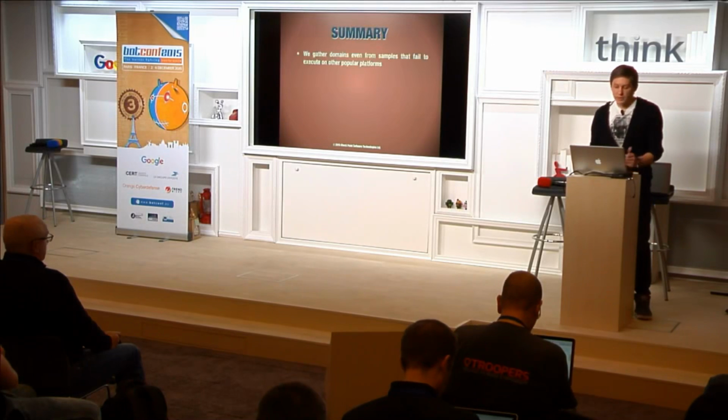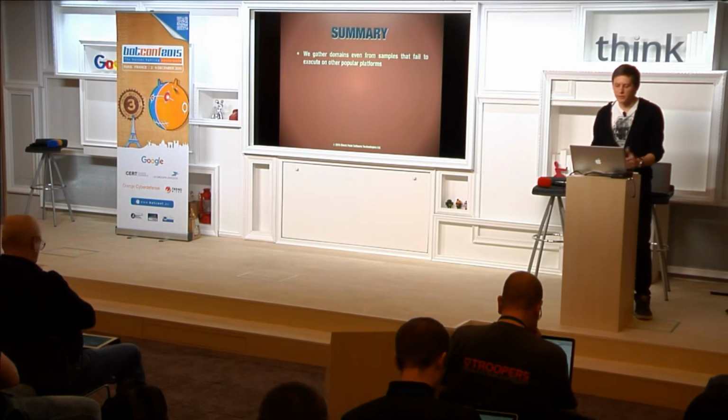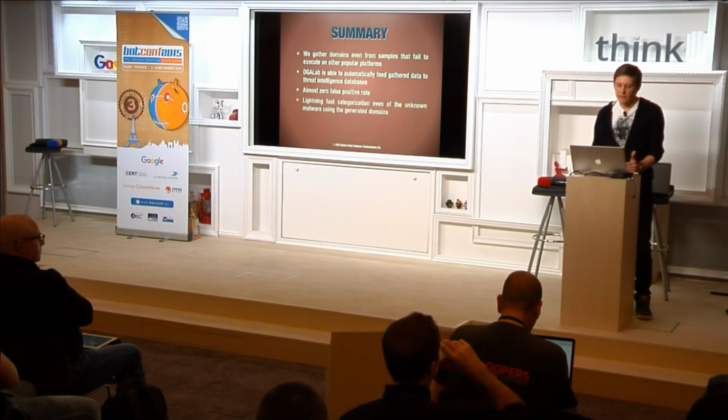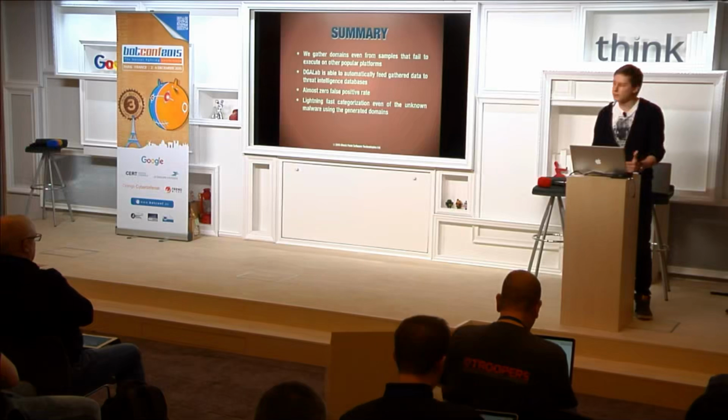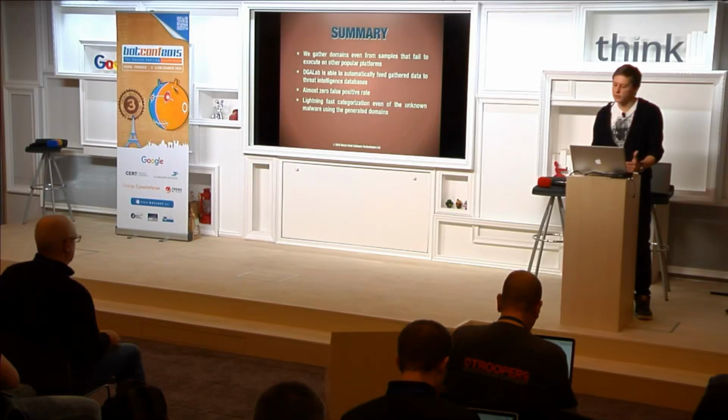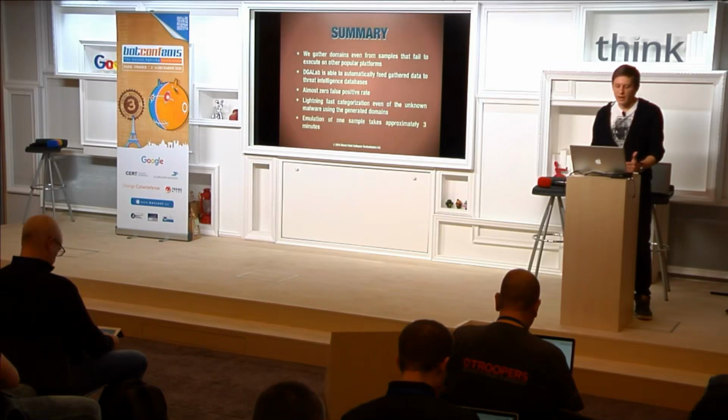And let's sum up. We gather domains even from samples that fail to execute on other popular platforms, due to our fixes. DGA Lab is able to automatically feed gathered data to threat intelligence databases. We achieved an almost zero false positive rate. DGA Lab features lightning-fast categorization even of unknown malware using the generated domains. And we're pretty efficient: emulation of one sample takes approximately 3 minutes.